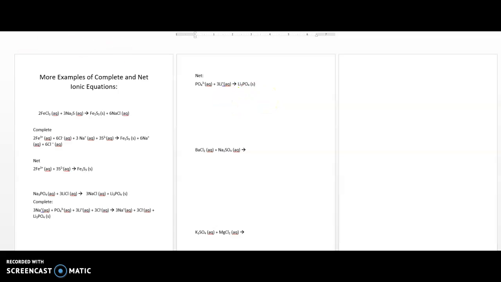So my net ionic equation looks like this. Had I written it with the Li and then the PO4, that would have been totally acceptable. Doesn't matter. Alright? We're halfway there. So, let's do the next one.